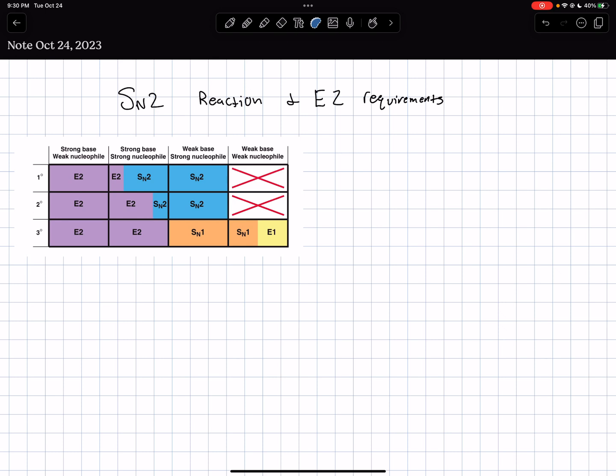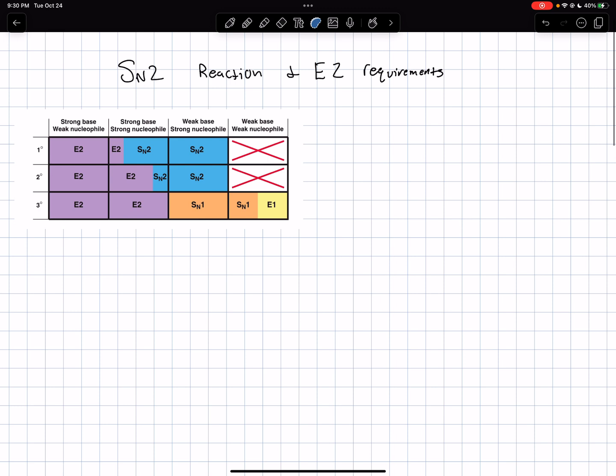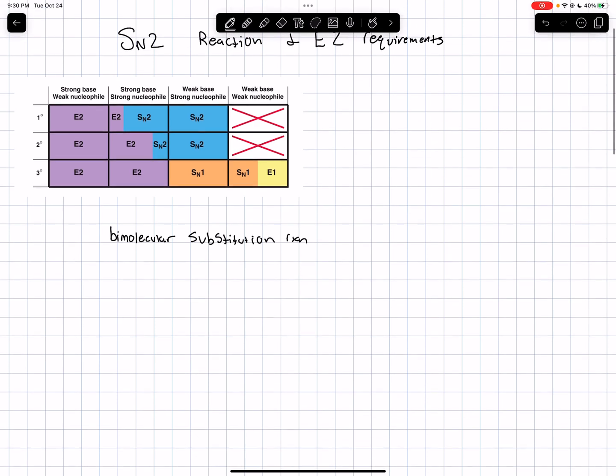So the quiz is going to be over SN2 reactions and probably a little bit of SN1 and also some of the E2 requirements. So let's just talk about SN2 processes. SN2 stands for a bimolecular substitution reaction, right? Remember, the 2 stands for bimolecular.